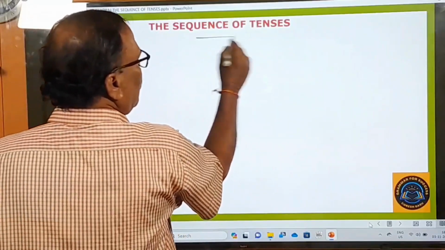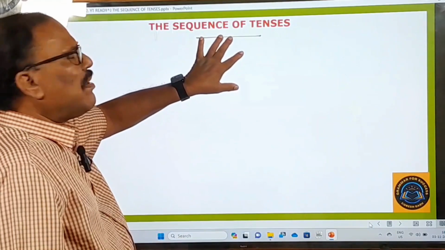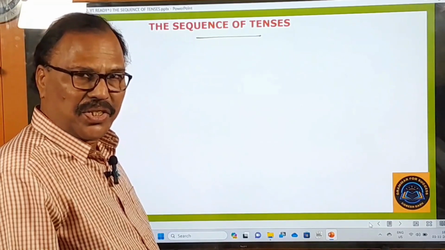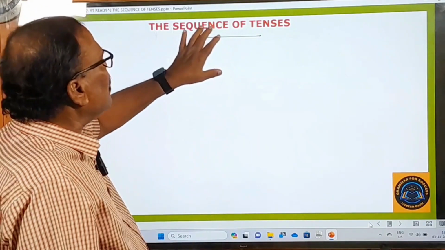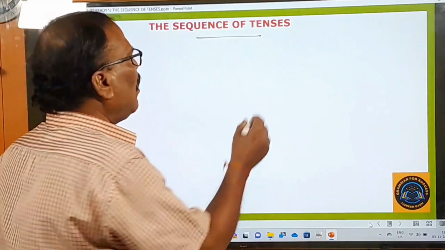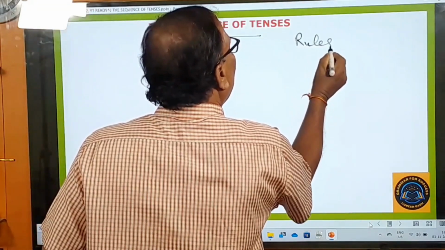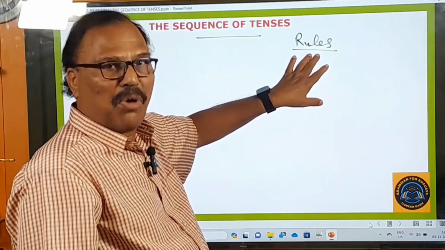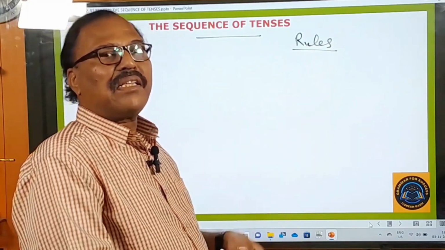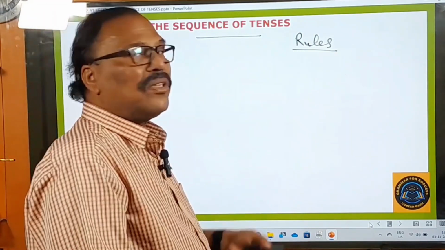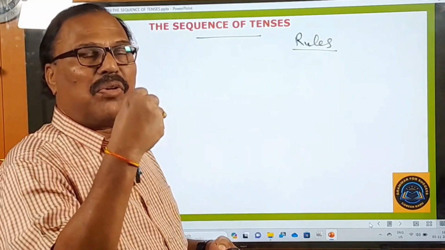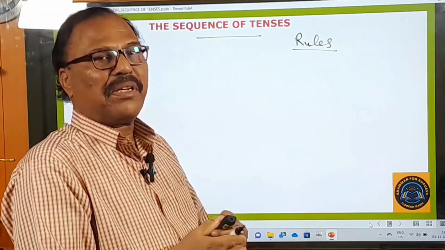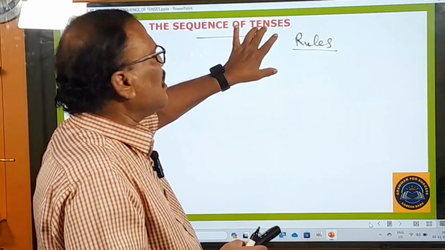The sequence of tenses. What is the sequence of tenses? According to the Oxford Learner's Dictionary, the term sequence of tenses refers to the rules according to which the tense of a subordinate clause depends on the tense of the main clause, and this is done to bring about a coherent relationship within the sentence. So for that purpose, this sequence of tenses is very important.